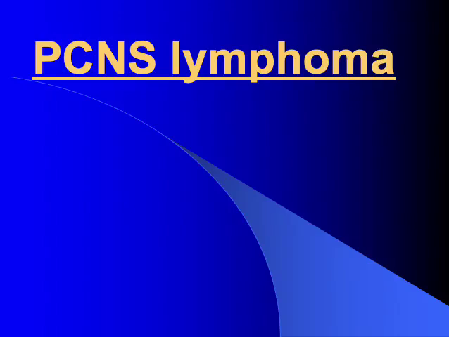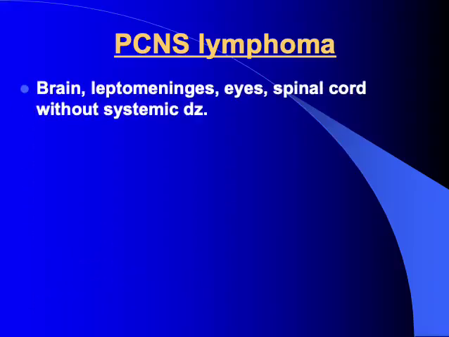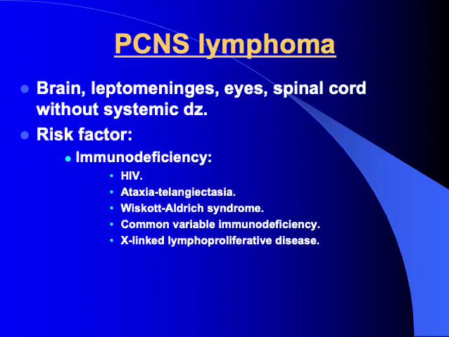Primary CNS lymphoma. From the name, it involves brain, leptomeninges, eyes, and spinal cord, without systemic disease. Risk factor is immunodeficiency, which could be due to HIV, AIDS, ataxia telangiectasia, Wiskott-Aldrich syndrome, common variable immunodeficiency, or X-linked lymphoproliferative disease.